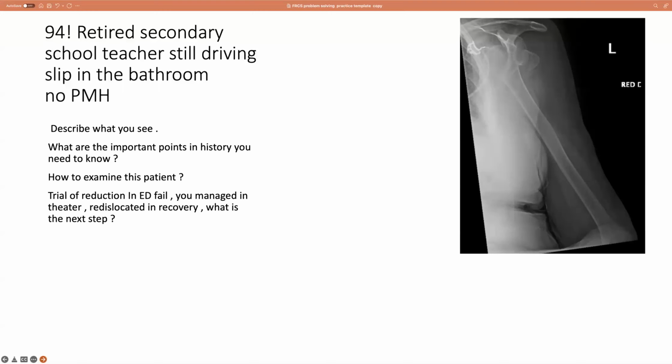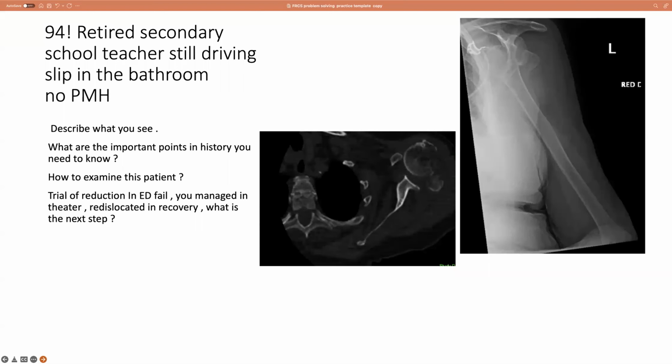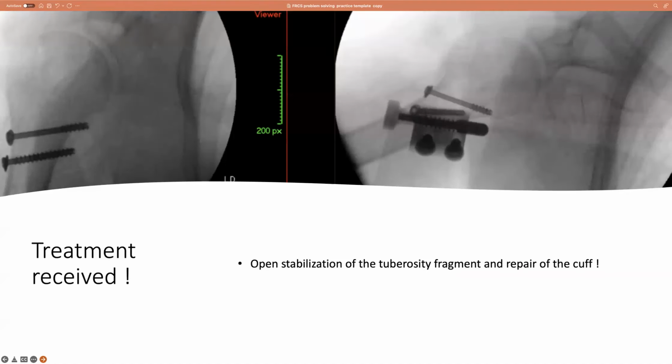Trial of reduction in ED failed under appropriate analgesia with safe environment. You managed to do that in theater. However, the patient had a redislocation in recovery. What should be the next step? You get a CT scan. What is your treatment plan then? Treatment received. Patient had an open stabilization of the tuberosity fragment and repair of the cuff.